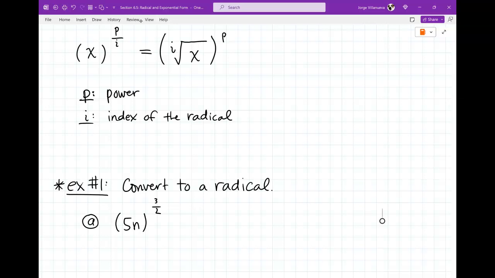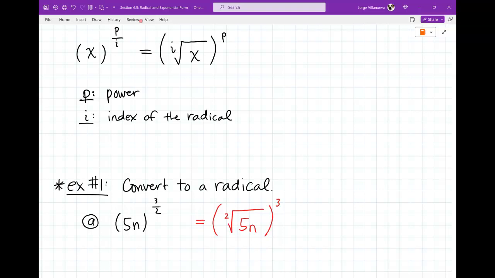Remember, the 3 is my power. The 2 is the index. So this is all I'm going to do. I'll put a little 2 there. I'll put 5n inside because that's everything inside the parenthesis, a big parenthesis right here, and put a power of 3. And I'm done. That's all I have to do. So 5n to the 3 halves becomes the square root of 5n all to the 3rd power. And that's it.